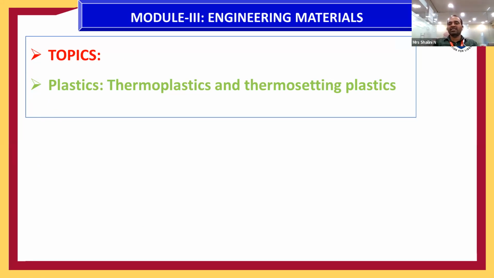Now, what are plastics? Plastic is a material which shows the property of plasticity and can be easily molded into any desired shape, color, or dimensions by the application of heat and pressure. That is called plastic.